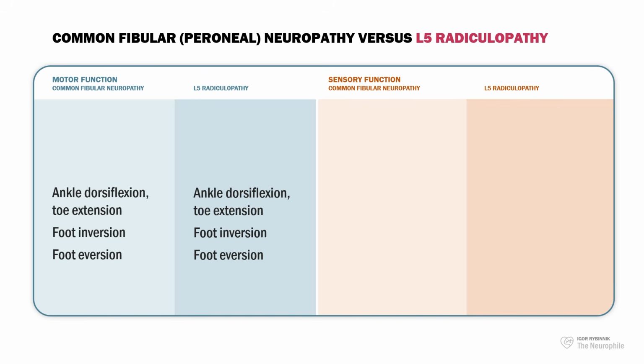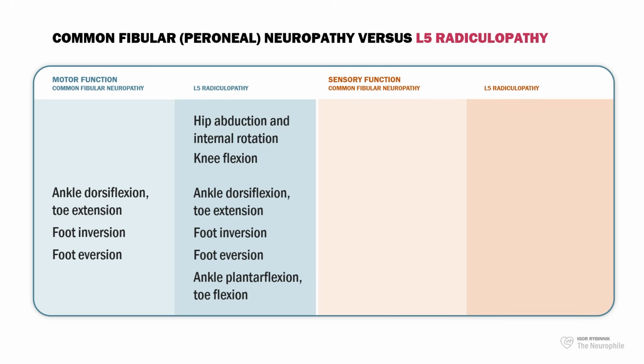So far, all of this is still L5 territory. But L5 also contributes to the tibial nerve, which means it can affect plantar flexion and toe flexion too. And L5 pulls in some hip and knee action. It helps with hip abduction and internal rotation. That's your gluteus muscles. And knee flexion via the hamstrings.